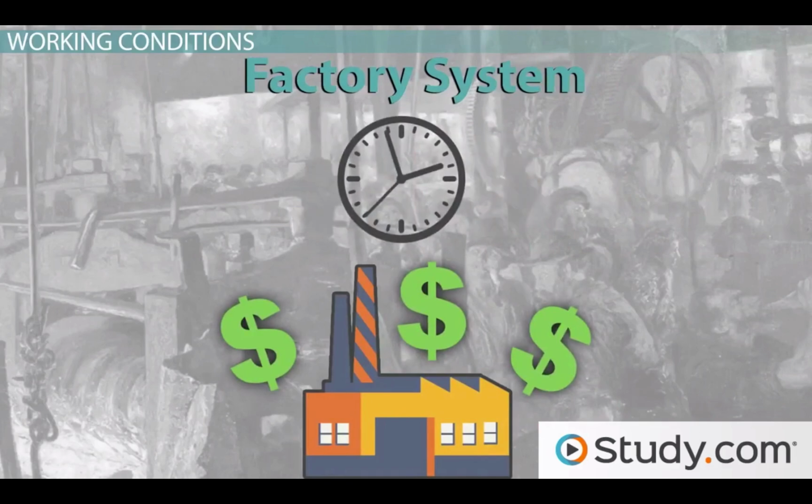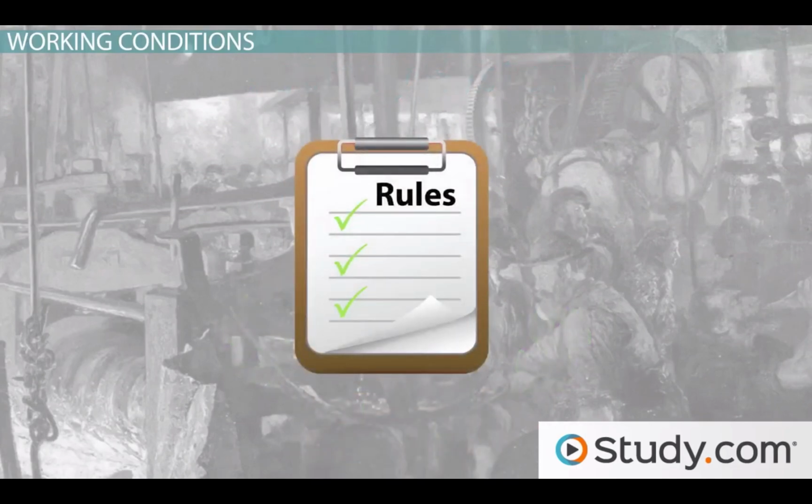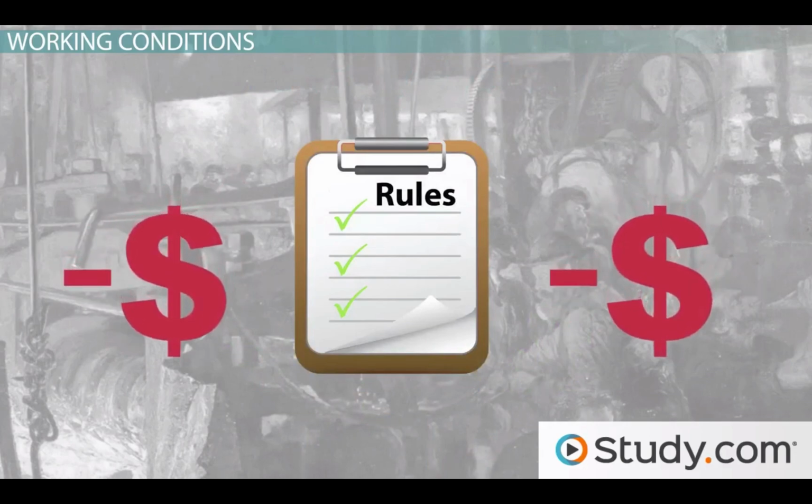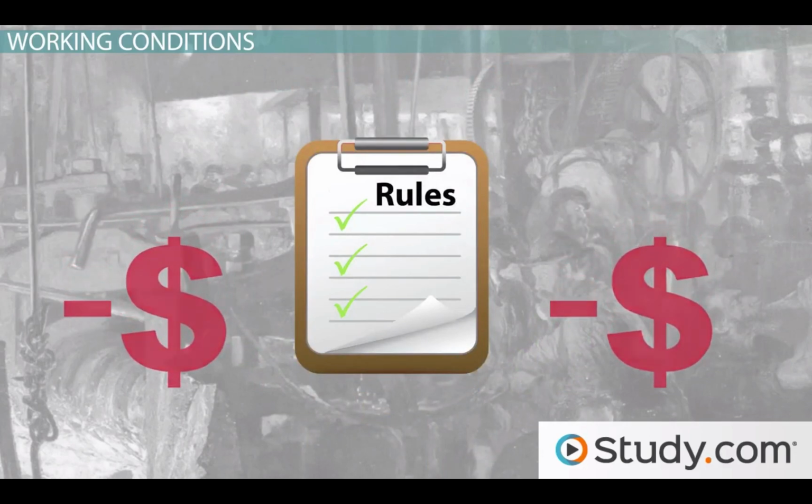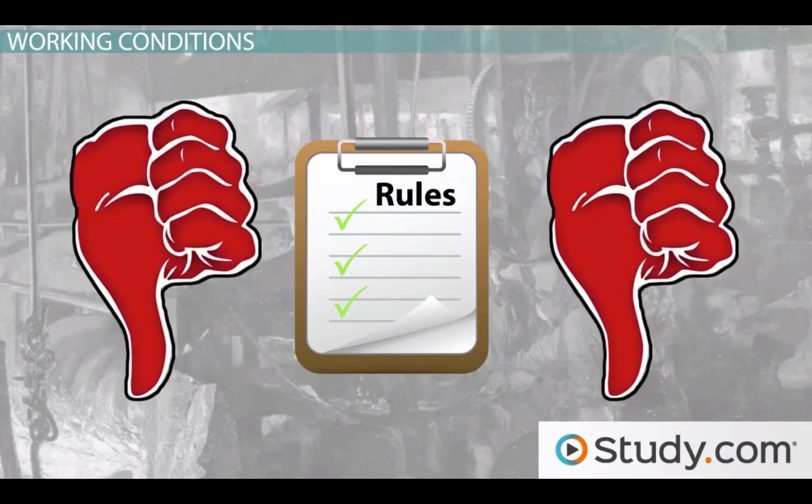Factory owners instituted regular hours for workers to ensure that their machines were always producing. The employers instituted strict rules and punishment for those who disobeyed. For instance, workers could be fined for being late or fired for being intoxicated at work.